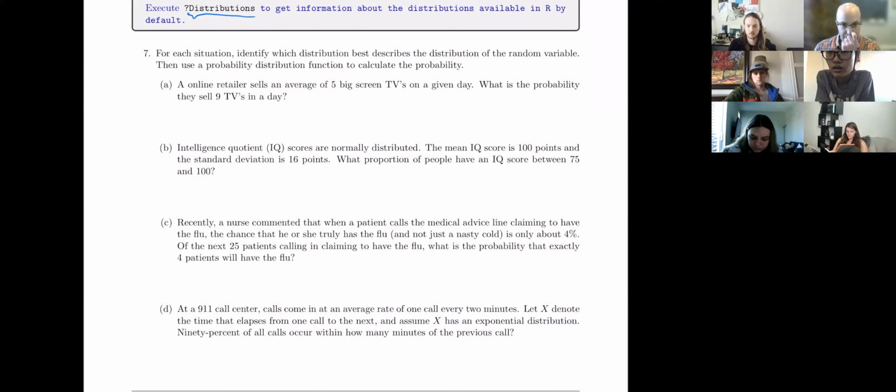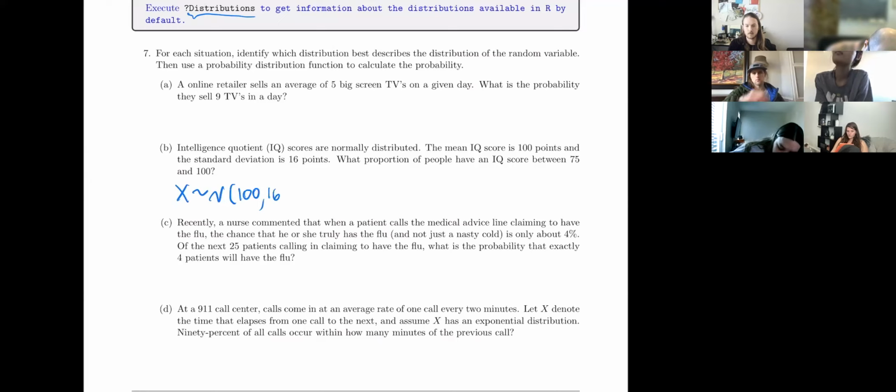We're looking at a distribution for IQ scores. IQ scores are normally distributed, and we've got a mean of 100 with a standard deviation of 16. So we'll assume this is the population. We could write that as X is normally distributed with mean 100, standard deviation 16. And this is saying, what is the probability that someone would have an IQ score that is between 75 and 100?